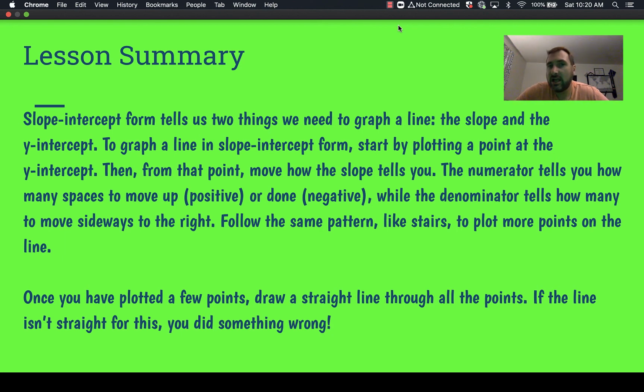Follow the pattern. If you're drawing the arrows, it will look like stairs, but generally we would want to erase those at the end, and then graph your line through those points. If it doesn't make a perfectly straight line, something's off. Figure out what you did wrong.